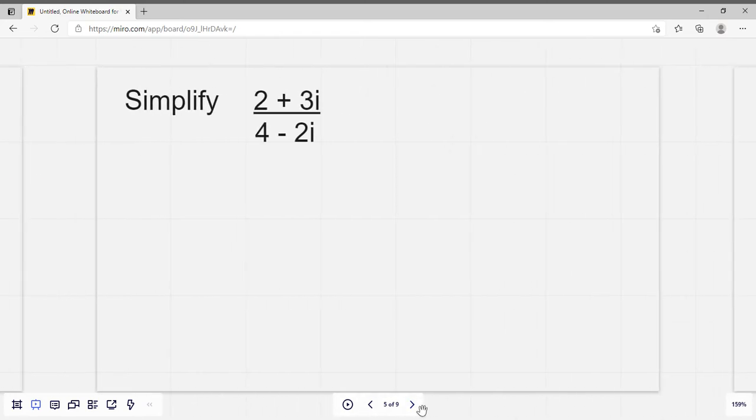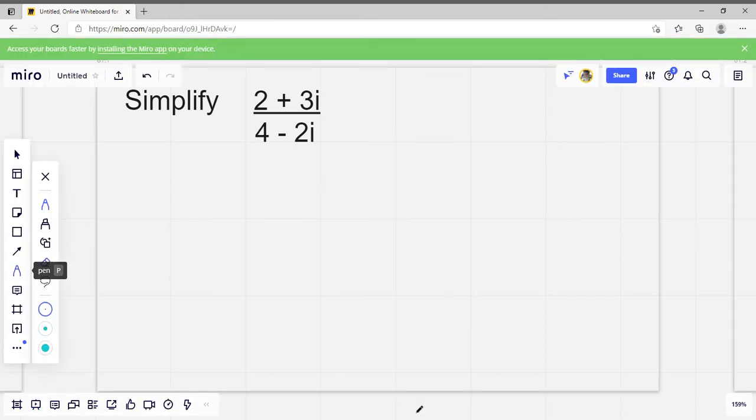So if we wanted to simplify a division problem like this, we're going to multiply the bottom and the top by the same thing, and that's going to be the conjugate of your bottom, because you're trying to get rid of that denominator. So we're going to do 4 plus 2i on the bottom, and then we have to multiply the top times the same thing.